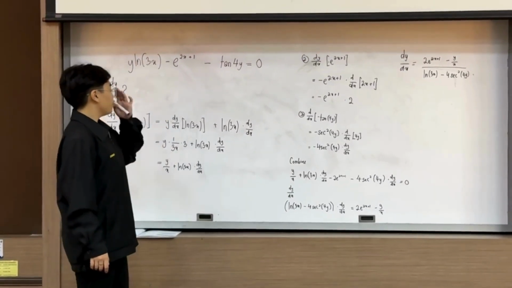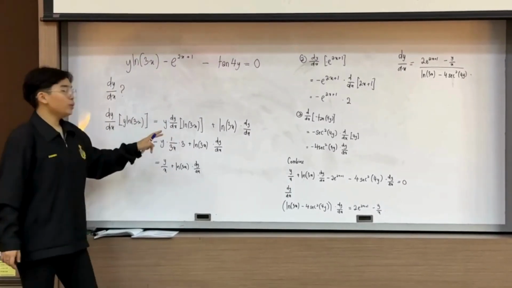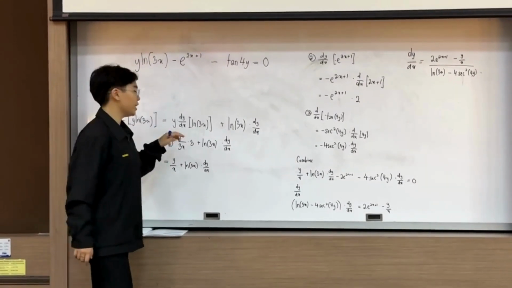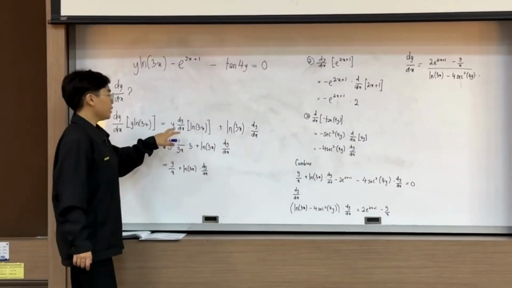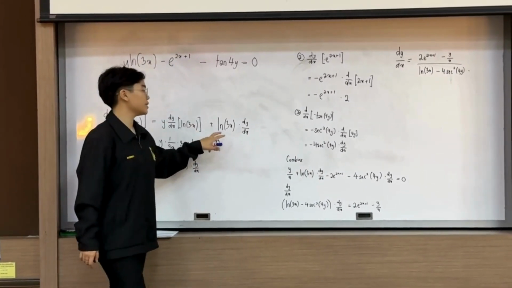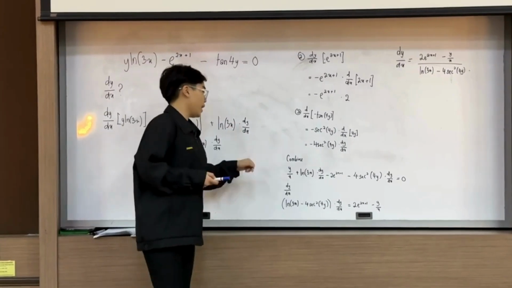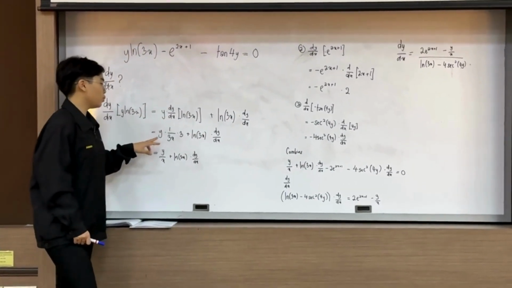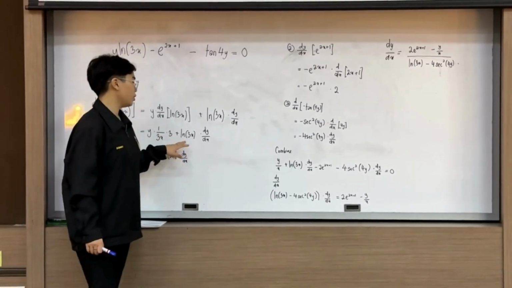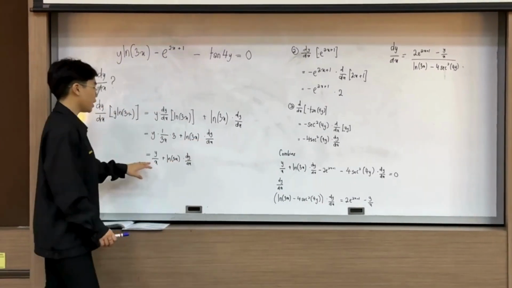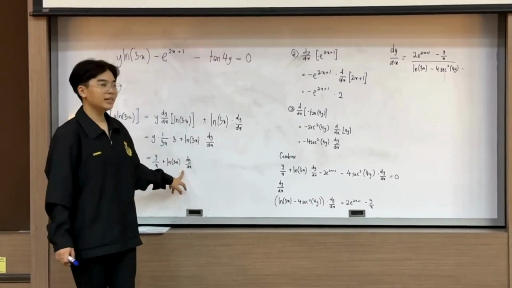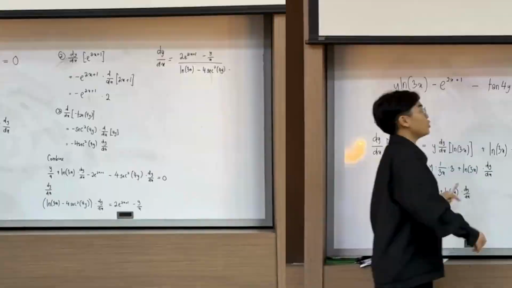To find dy/dx, every y we need to differentiate with respect to x. So y times d/dx of ln 3x plus ln 3x times dy/dx. So the answer will be y times 1 over 3x times 3 plus ln 3x dy/dx. It will become y over x plus ln 3x multiplied by dy/dx. So let's see the second step.